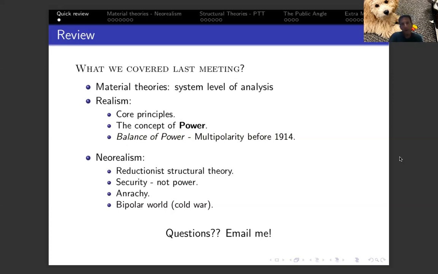Then I talked about the neorealist theory, the newer version of the classic realism as presented by Waltz in the late 1970s. This is defined as a reductionist structural theory, places much more emphasis on the structure itself and how the conditions and the way that the structure is built affects the behavior of the different elements, the states. The focus of the theory, of course, was on security, not power. So states are trying to maximize their own security, not necessarily their power.